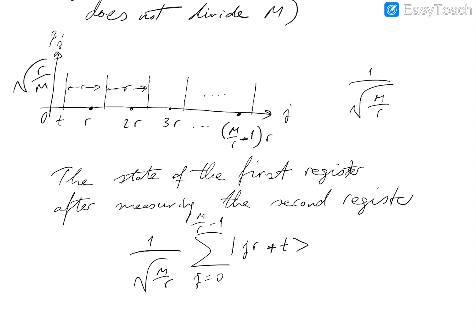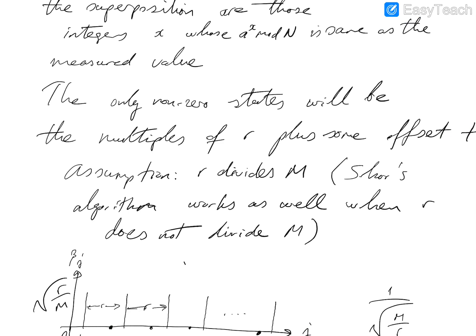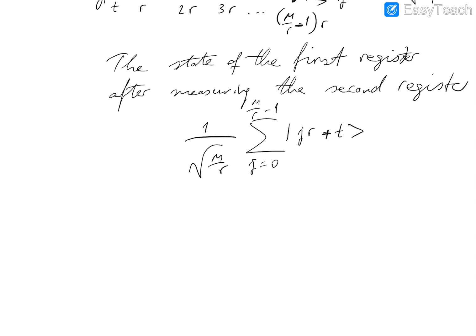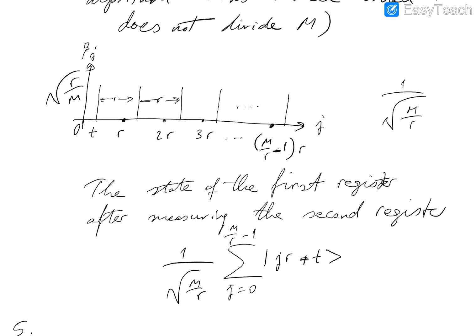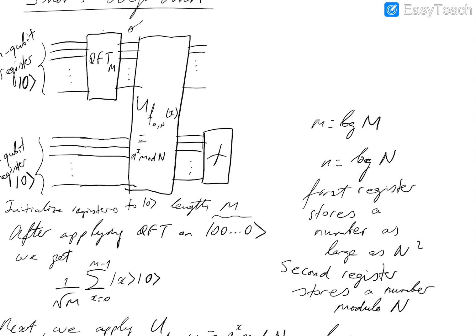So here's what we do next, and this step will be the critical step in Shor's algorithm, and it does the magic trick, okay? So we are in step 5. Step 5 is that we apply the quantum Fourier transform again on the first register. So let me complete the diagram.